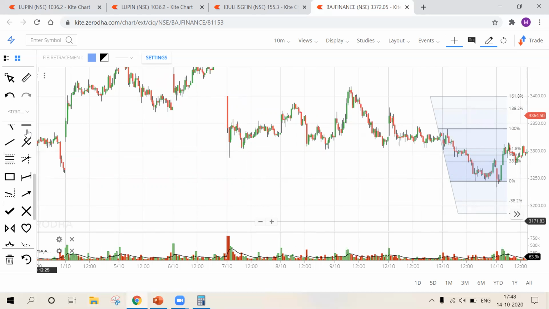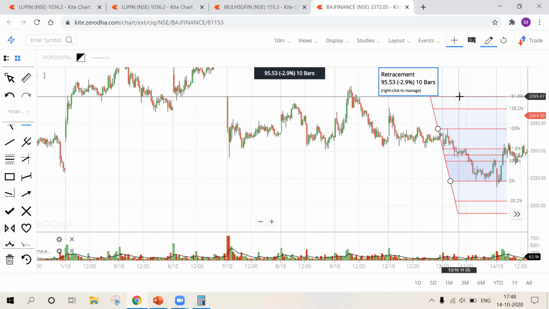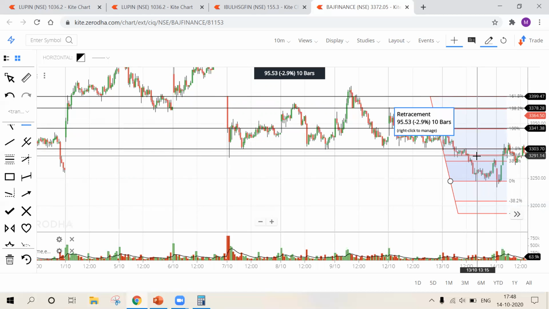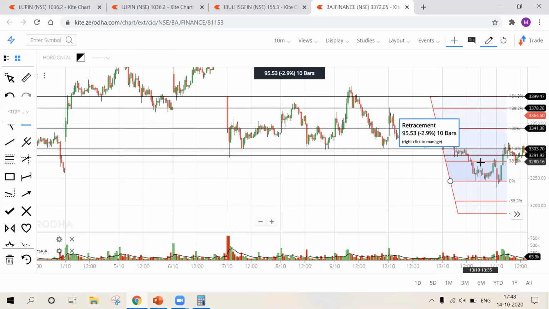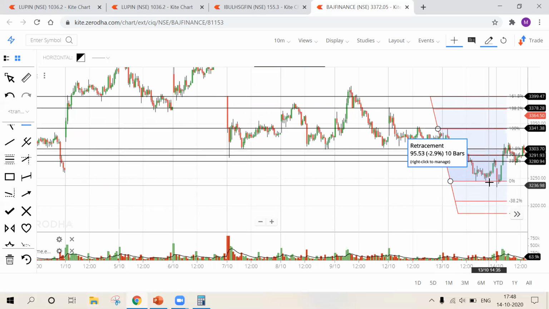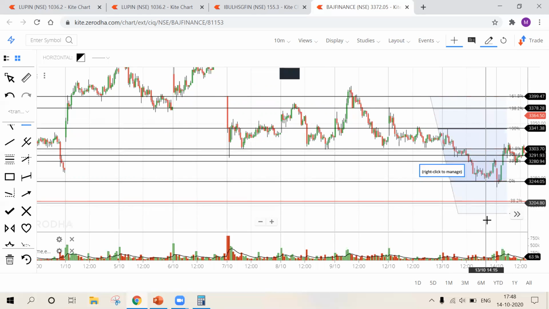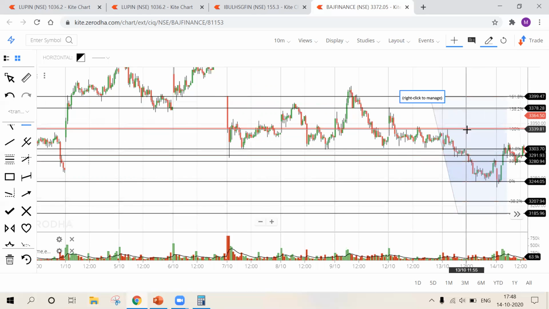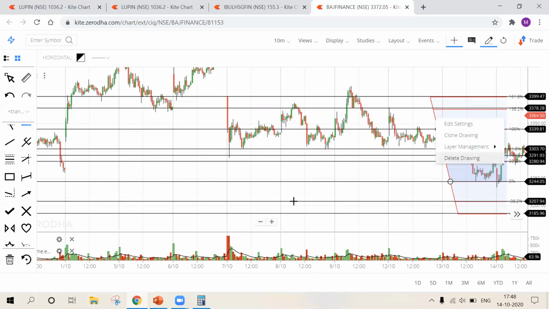Select horizontal line from the diagram and draw all the levels. This is 1, 2, 3, 4, 5, 6, 7, 8, 9. So you should be drawing all the levels using horizontal line and then delete Fibonacci.